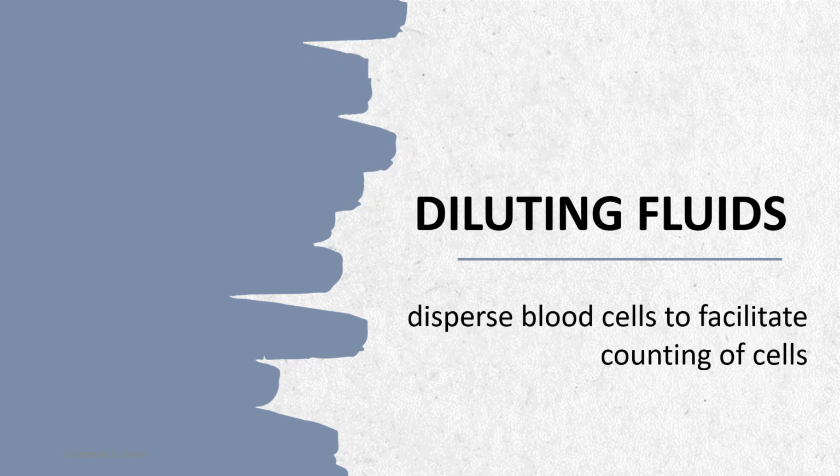Diluting fluids are also used in hemocytometry. Their main function is to disperse the blood cells to facilitate counting. But why do we need to dilute? Remember, there are a lot of blood cells, and counting all of it may be tedious and lead to inaccurate results. That's why we need to dilute it first so that counting can be easier and faster.